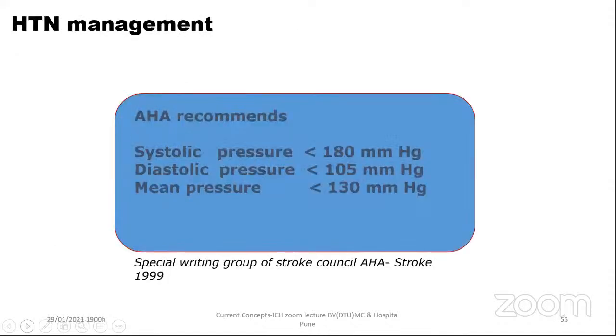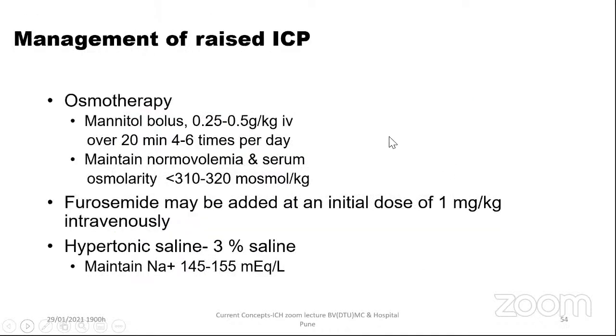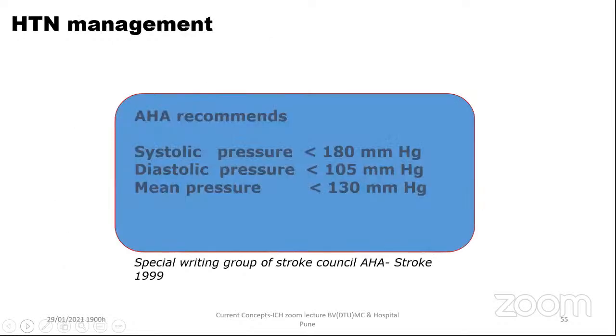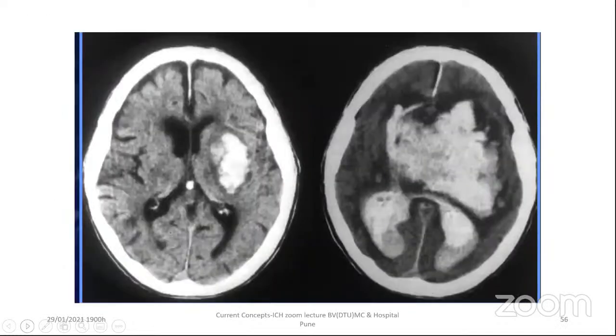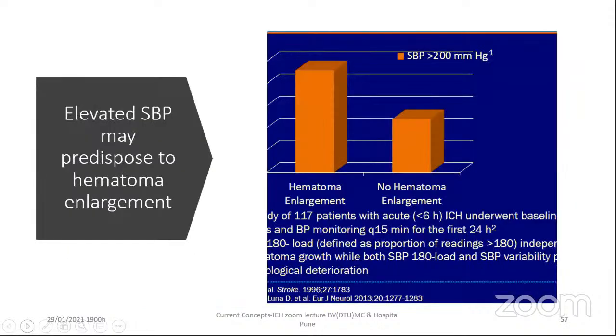So systolic blood pressure, earlier recommendations were less than 180, diastolic less than 105, mean arterial pressure about 130. These were earlier, but now the trials of ATACH 1 and 2 and INTERACT 1 and 2 have really changed our perception of the management, because hypertension is supposed to expand the hematoma. So that's why it has become very crucial for us to understand. Hematoma enlargement is seen, and if the blood pressure is controlled, the hematoma enlargement is less.